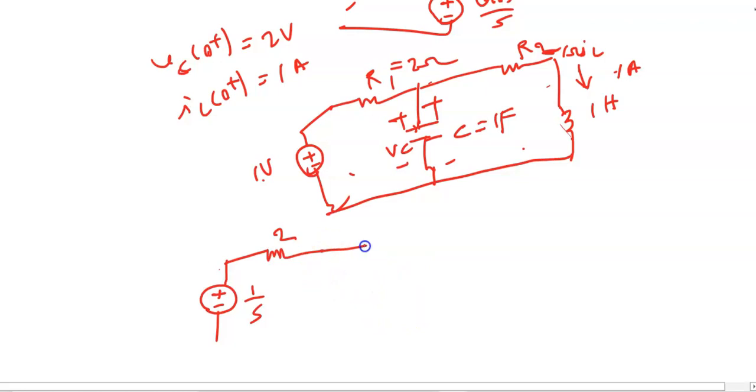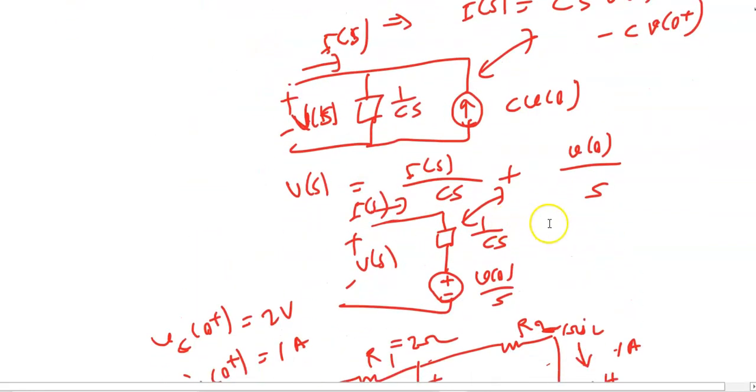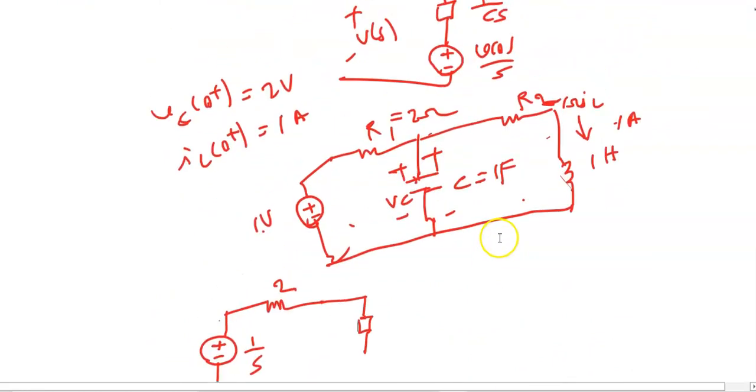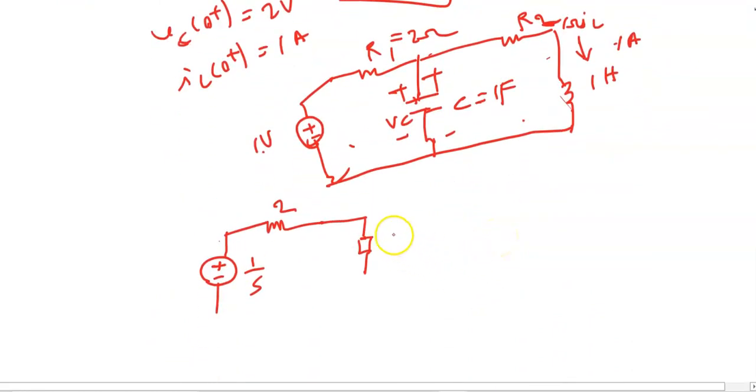Then come to the capacitor. It's an important point now coming. First you have a box here. The value is 1 upon Cs, because I am applying the voltage transform, as we have already seen. C I have taken as 1, so 1 upon Cs becomes 1 upon S, right? Then the initial voltage with this polarity is 2 volt. What is the transform of the voltage? The transform voltage will be V0 upon S, that is 2 upon S.